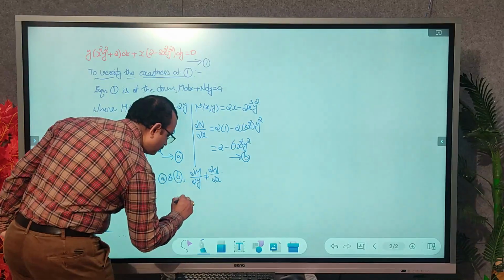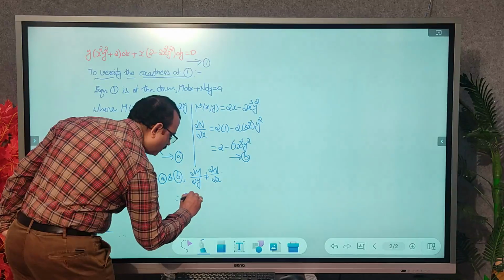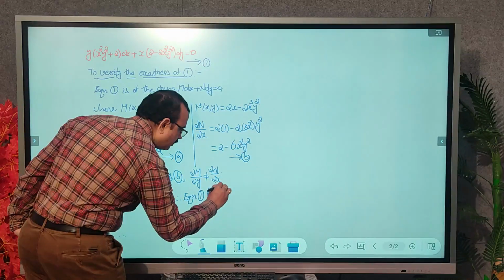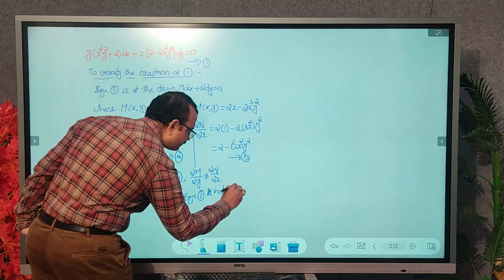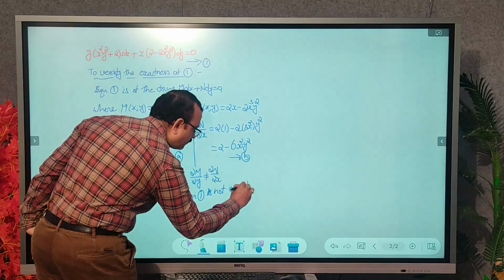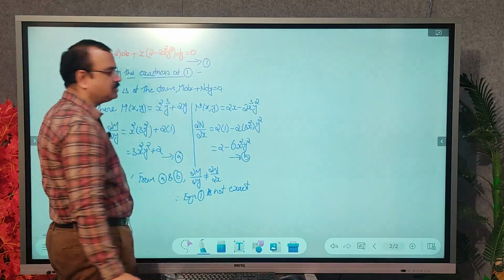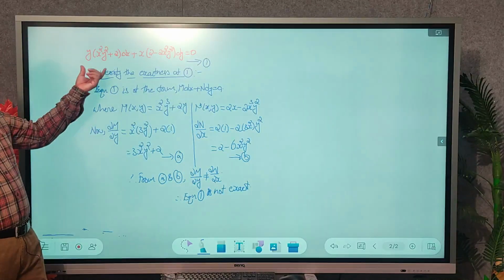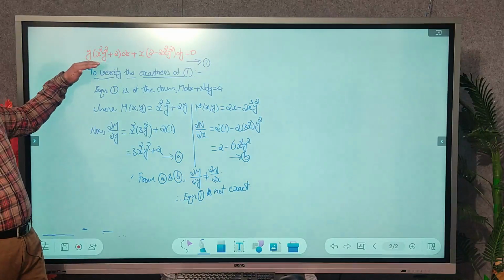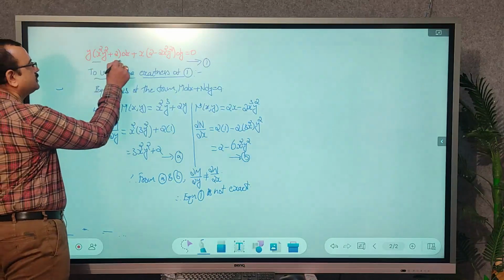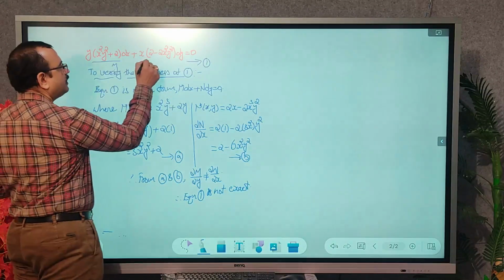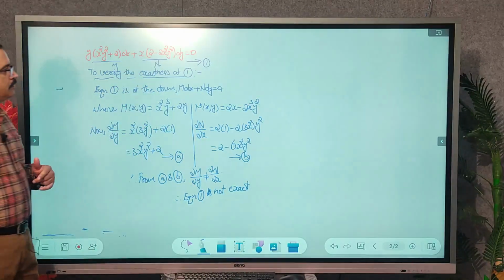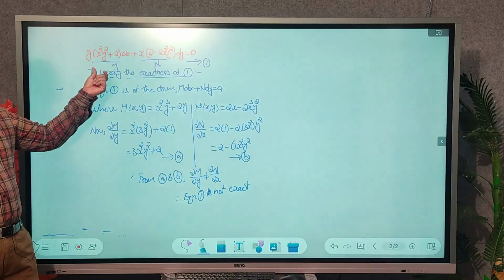So therefore equation 1 is not exact, or equation 1 is not an exact differential equation, like that also we can write. So once we identify the given differential equation is of the form M dx plus N dy equal to 0, our primary motto is to check whether it is exact or not.